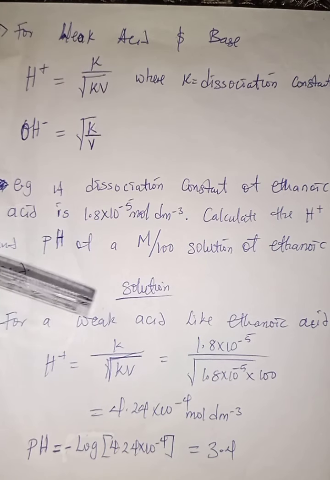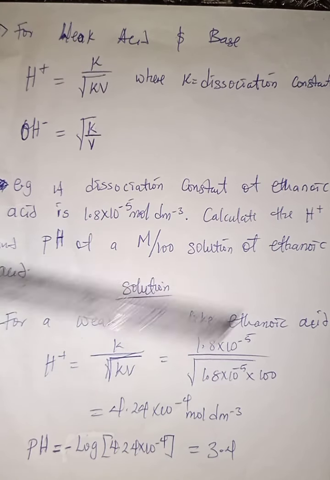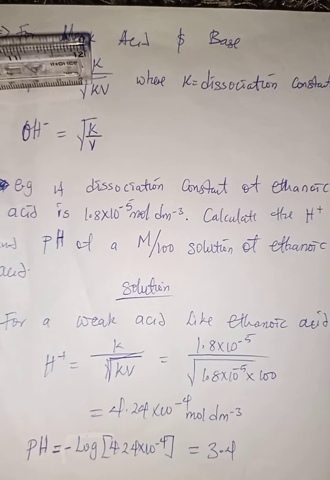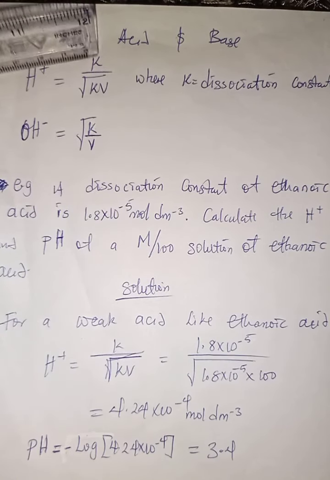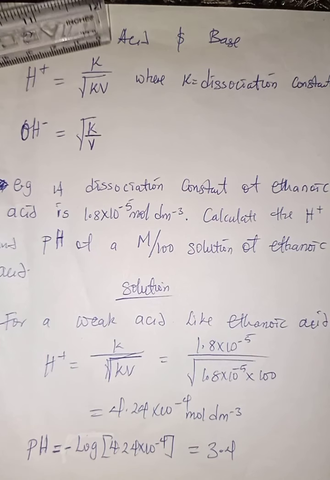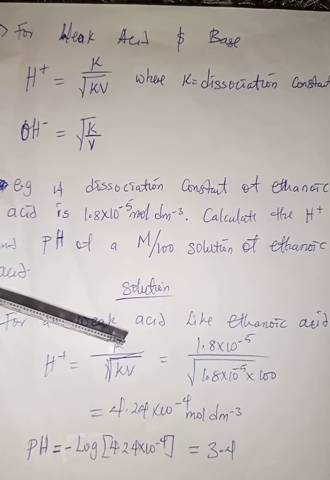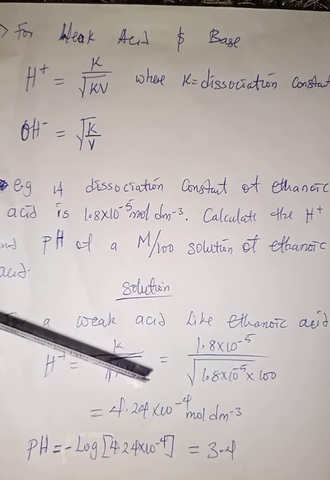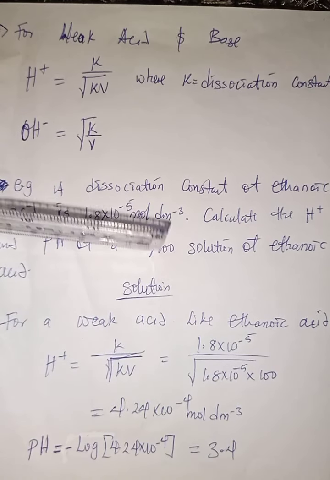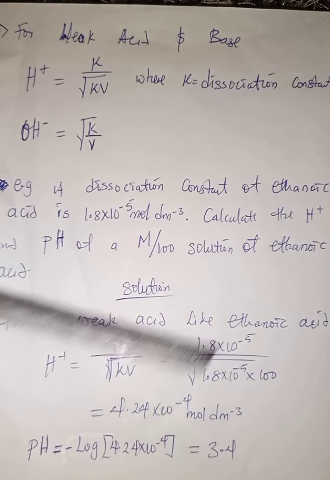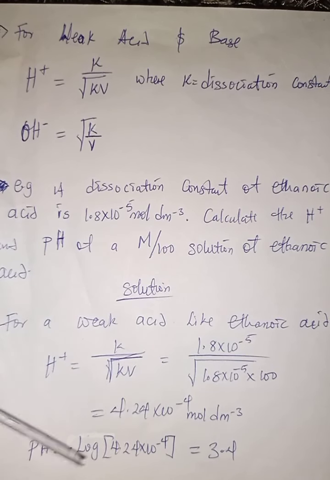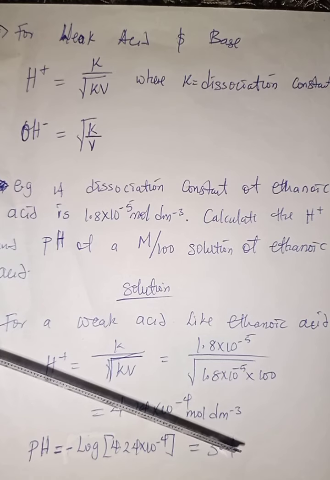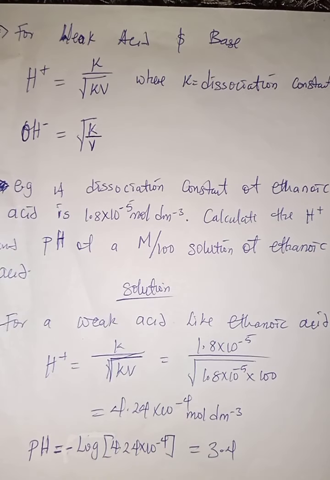Remember, ethanoic acid is a weak acid. So to get the H plus, we are going to use this relationship with the dissociation constant. Just substitute the dissociation constant there, then substitute your volume as 100, using M over 100. Then you are going to have this, and after that, our H plus is this. Then pH is minus log of H plus, which is 3.4. That will be the pH of the solution.